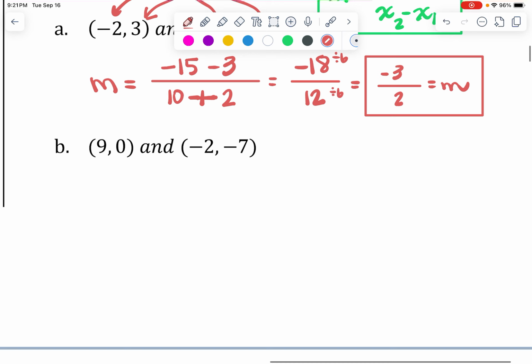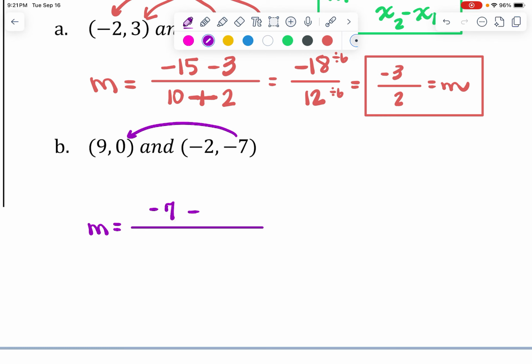All right, so let's try that one more time. Here we go. Y2 minus Y1. Sorry, I'm going to fix this line because it's crooked and it's going to bother me. All right, so negative 7 minus 0. And then negative 2 minus 9.